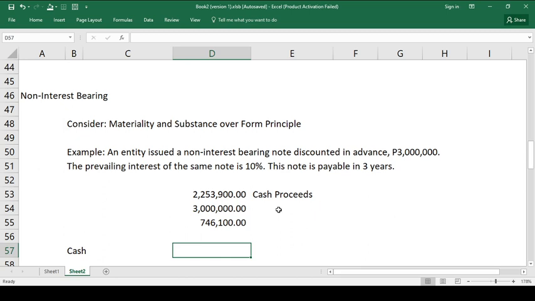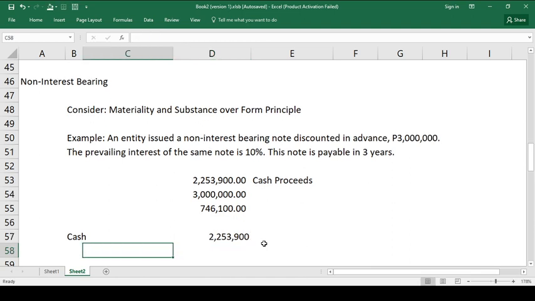Take note, ha, discounted in advance. So, ibig sabihin, diniscountan po natin siya ng interest, prevailing interest in the market amounting to 746,100. Therefore, the cash proceeds that we receive is 2,253,900 pesos. Sir, what if there is no discount that happened? Well, let's go back to the general rule saying that the cash proceeds of the note is the present value of the note.